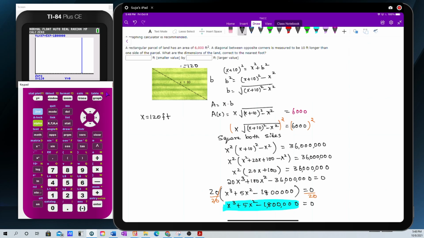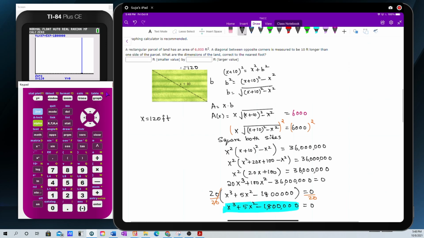Okay, and that's what I'm looking for, the dimensions of the land, and they want the biggest number to go here, so 120 feet will go. So I have to find the other one to decide which one is big, right? Since I know this, now to find b, I can use this equation. b is equal to the square root of (x plus 10) the whole squared minus x squared. So b would be the square root of (120 plus 10) the whole squared minus 120 squared.